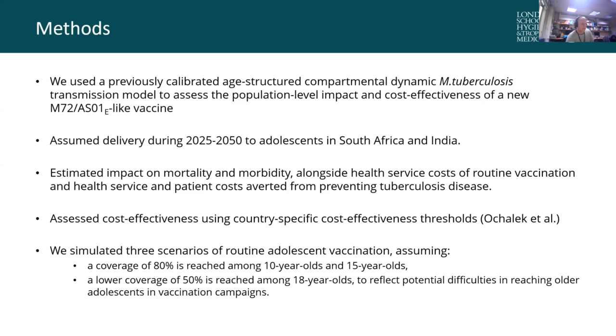We have 3 scenarios of routine vaccination, which I'm going to talk through. The three scenarios correspond to three different age groups: 10-year-olds, 15-year-olds, and 18-year-olds. In the two younger groups, among 10-year-olds and 15-year-olds, we assume we can reach 80% of people. In the slightly older group, among 18-year-olds, we assume a slightly lower coverage of 50%. That's to reflect potential difficulties in reaching 18-year-olds who may be out of work or education.